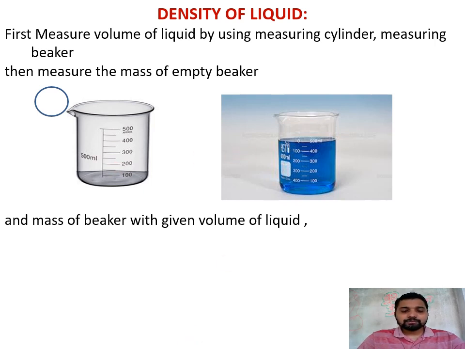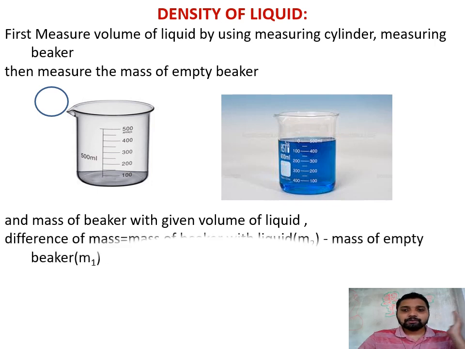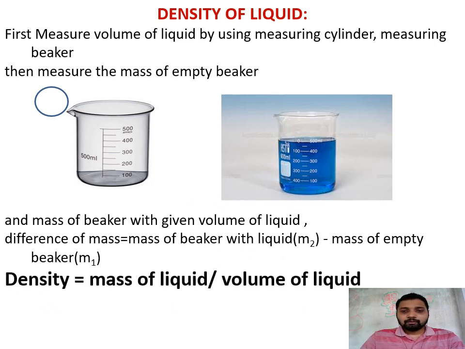Next, we have to subtract now. Subtract means what we'll do now? Mass of beaker with liquid minus mass of empty beaker. So mass of beaker with liquid minus mass of empty beaker equal to the mass of liquid. Means mass of liquid we got and volume of liquid we got. So we can calculate density of the liquid by taking mass of liquid and volume of liquid.